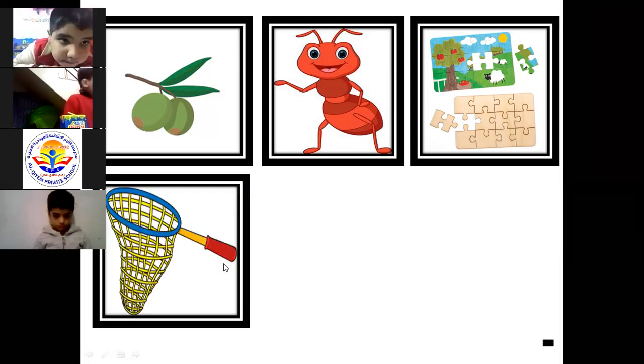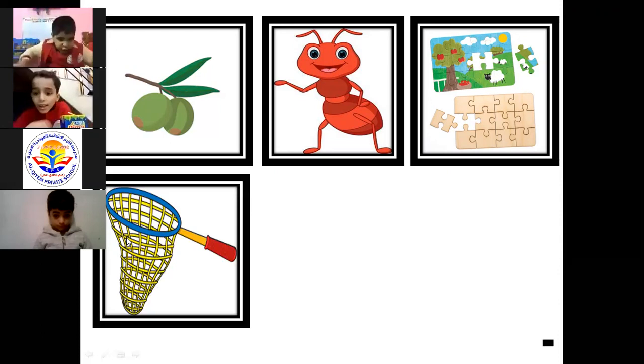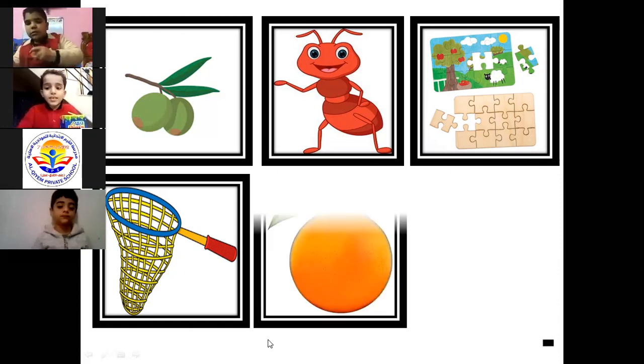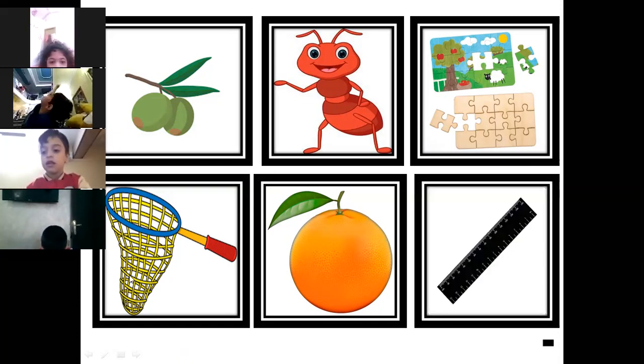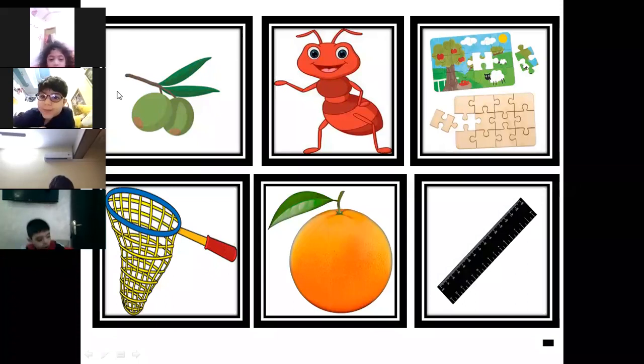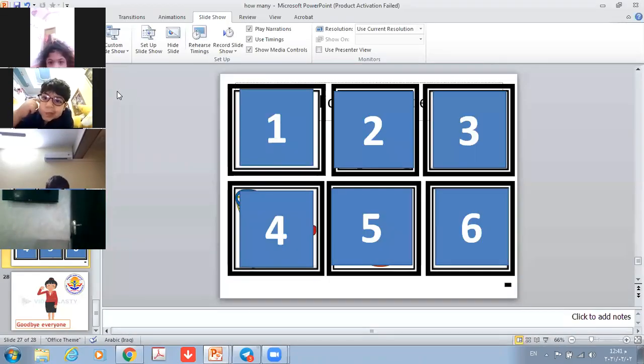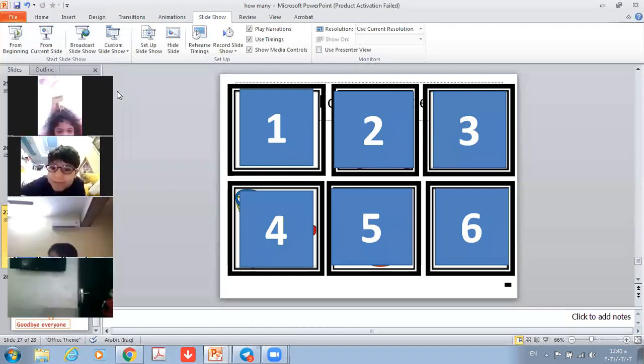And Ali, what is it? Net. Very good. It's a net. Hamoudi, what is it? Very good. It's an orange. Leon, what is it? It's a black ruler. Very good. It's a black ruler. So, are you ready now?